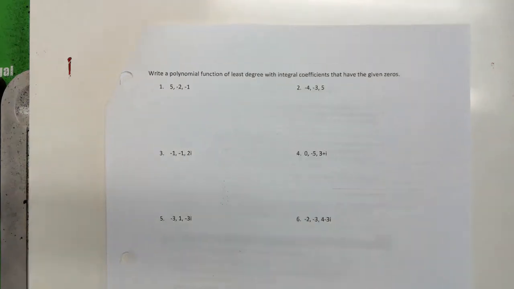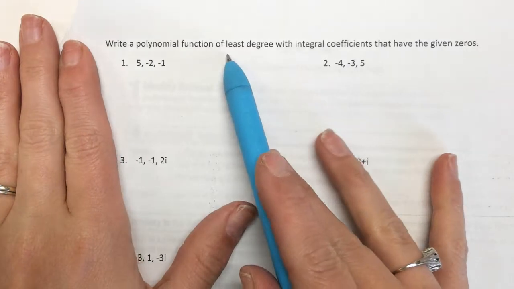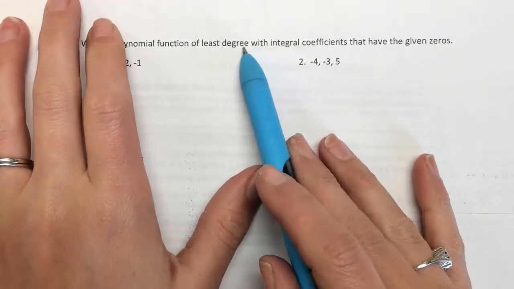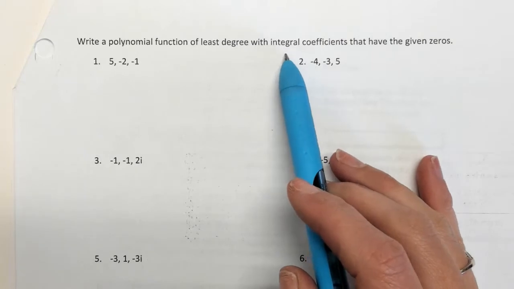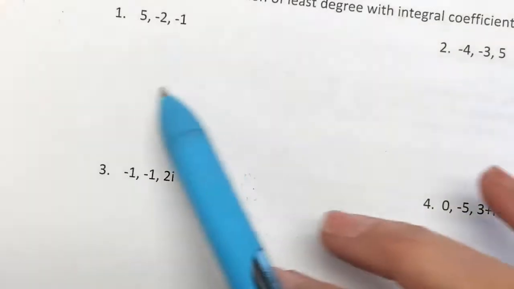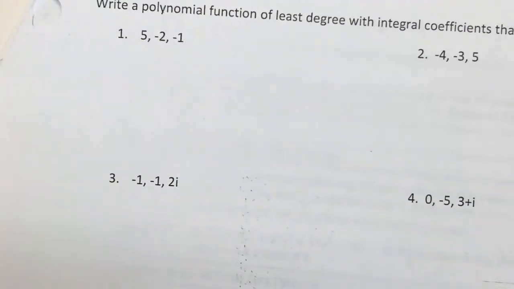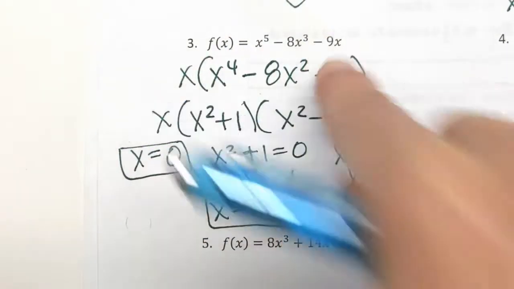So this is the last thing you'll learn that's going to be on your test. It says write a polynomial function of the least degree, which means we want the smallest degree, with integral coefficients that have given zeros. So pretty much we're going backwards. They're giving us the answers. These are the zeros, the x-intercepts. We have to create the function. So we're going backwards from what we did yesterday. They're giving us the answers. We have to come up with the actual polynomial. Okay?